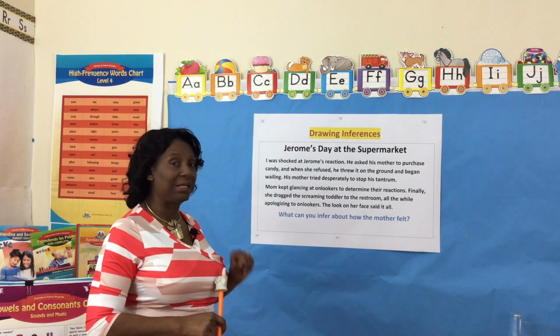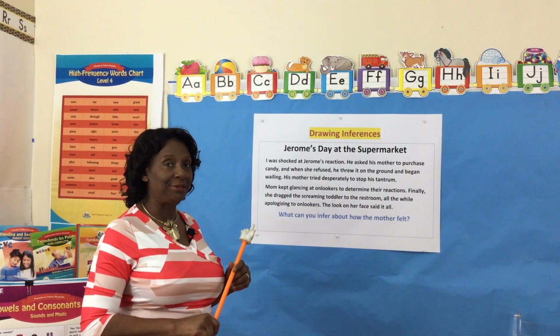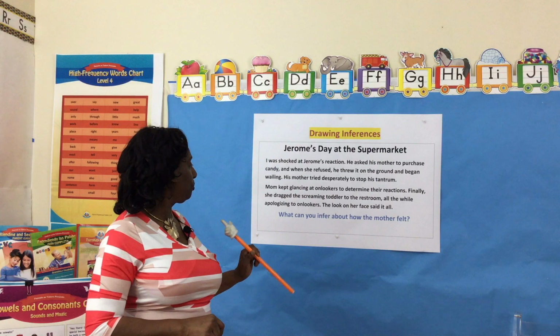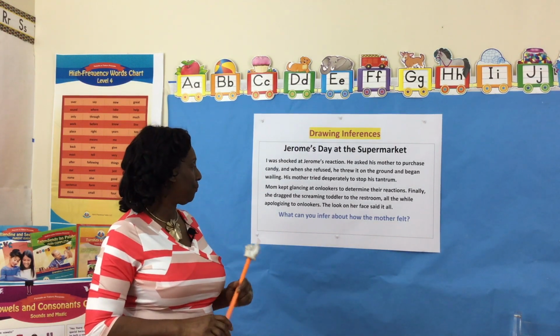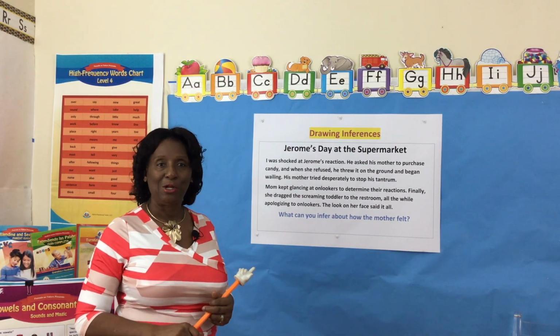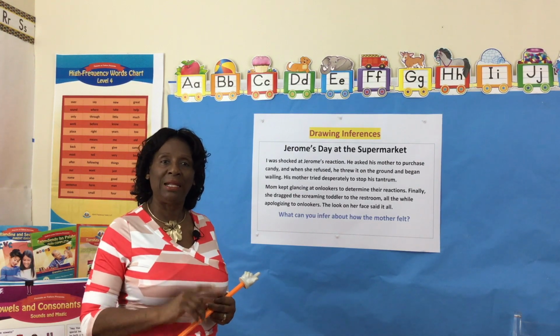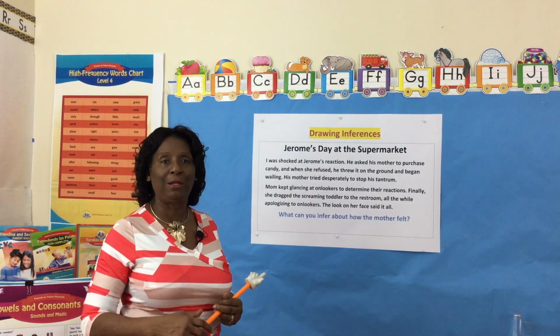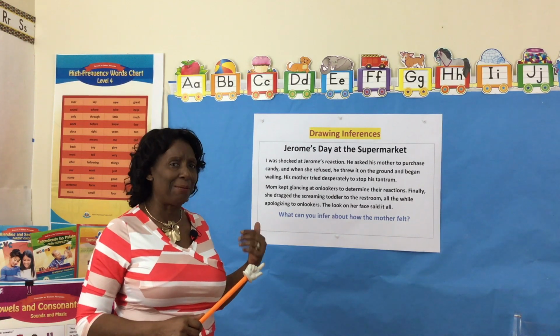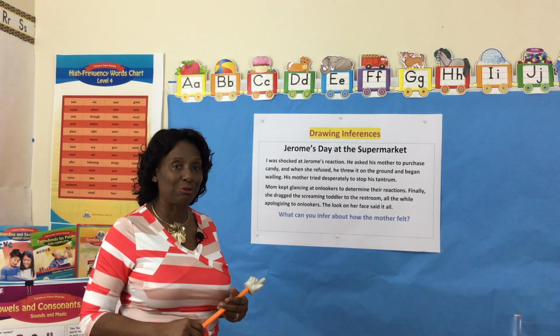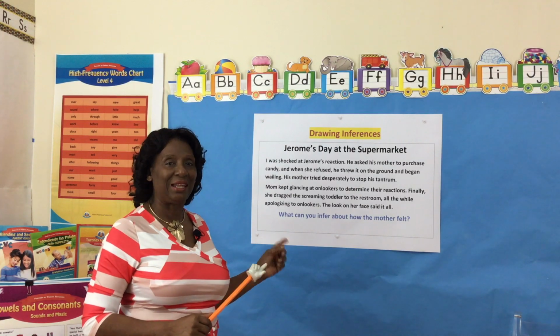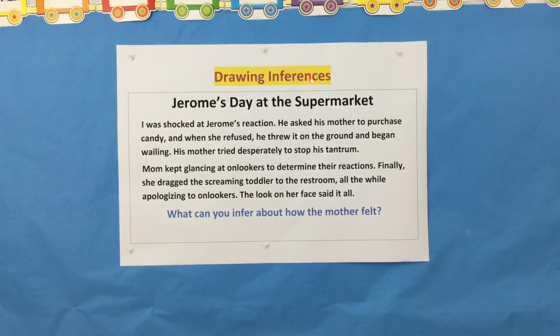Now let us look at this text today. After your child reads this text, your child should be able to infer how the mother felt. So I'm going to give you a couple of minutes to just gather your children around and let's read this to them and let's see if your child or your children are able to make that inference. Okay, parents, so I believe you have your children sitting around. Let's go. Children, today we are learning how to draw inferences.